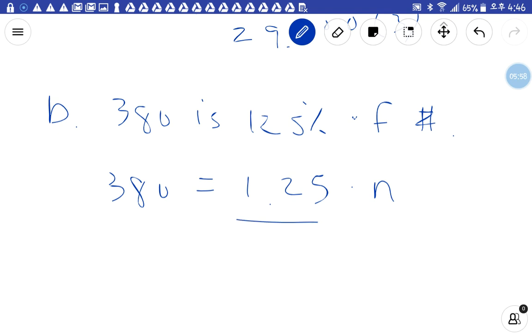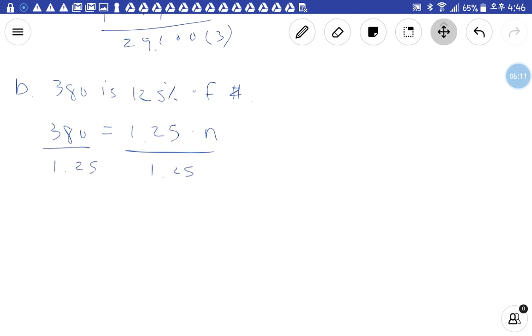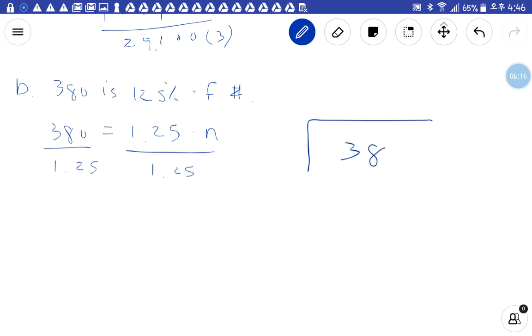How can I get my letter N? Divide by 1.25 on each side. Okay, so we need to work on 380 divided by 1.25. Since I have a decimal point, move your decimal point to the right, and it will make your number 380 become 38,000. So now, how many 125 can go into 380?